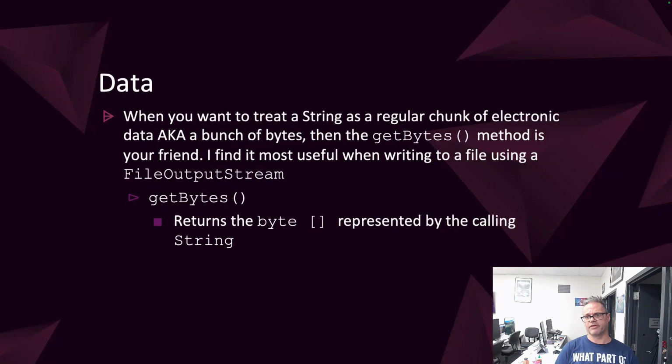Finally, if you're working with data, if you want to actually save strings as electronic data, the getBytes method is the one to do that. So if you're not working with a scanner, if you're working with a stream, for example, then you use getBytes and you can actually put that into a file output stream, dump those bytes into the stream and save it that way, or read those bytes in and work with them that way as well. And that's what the getBytes method is used for.